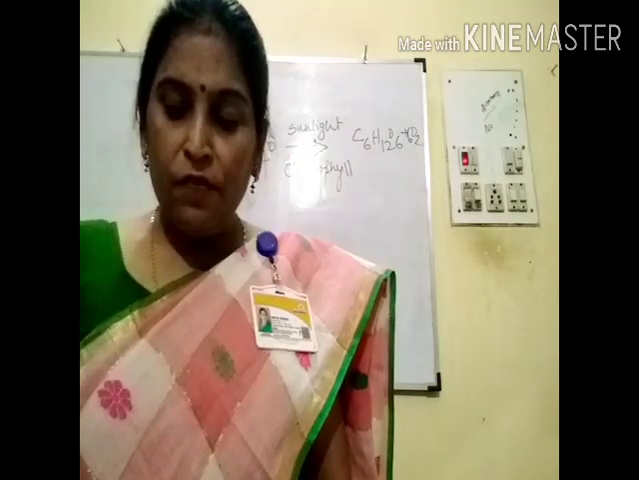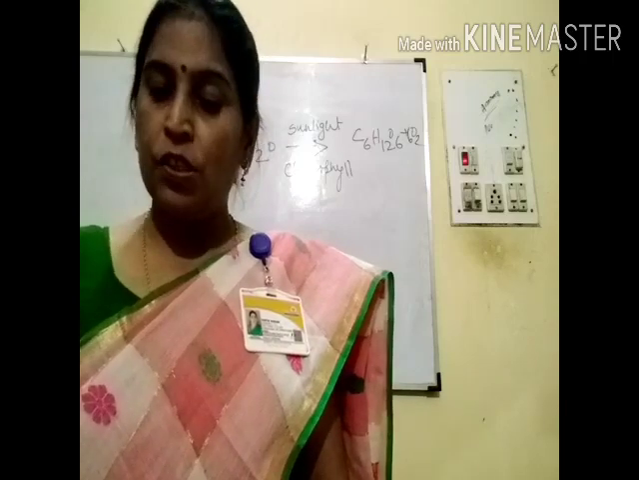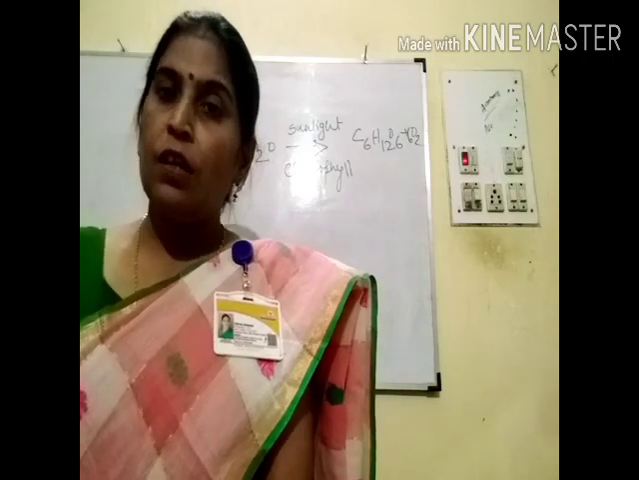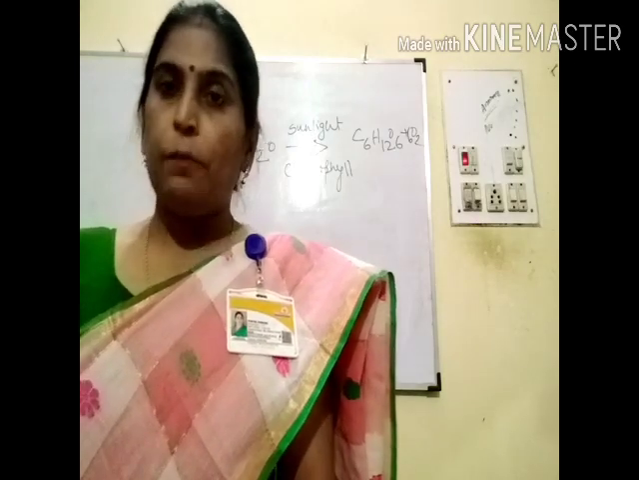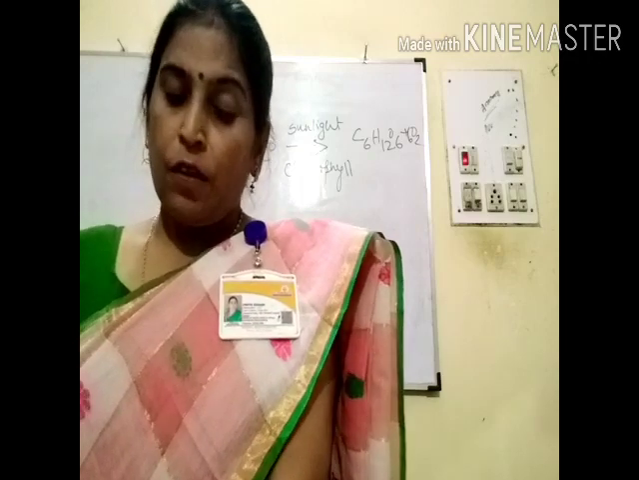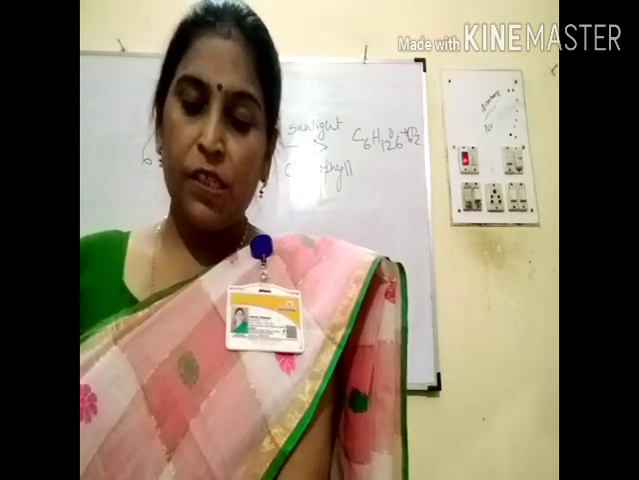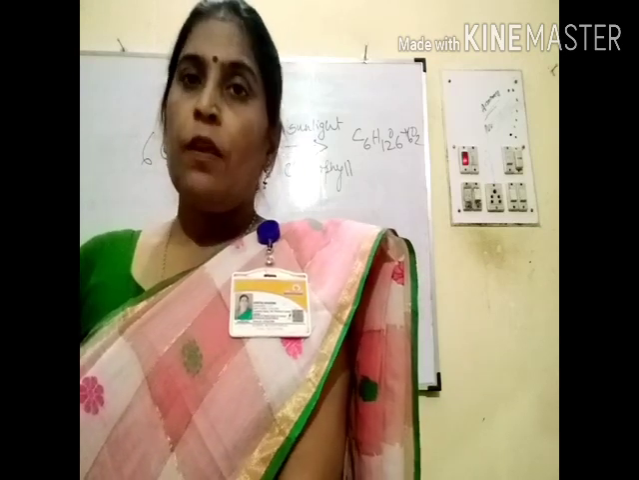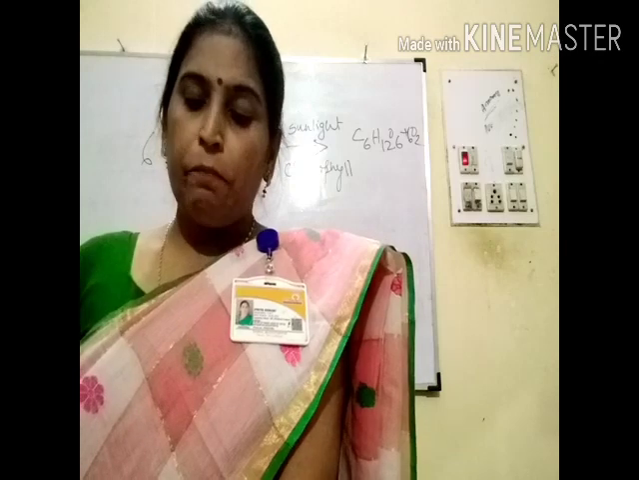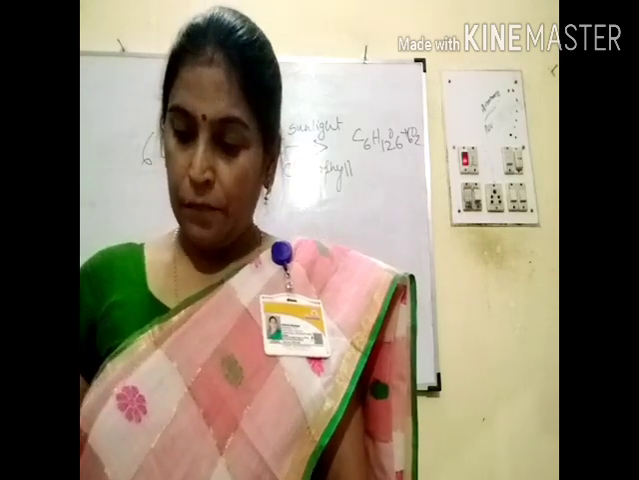Distinguish between Kharif and Rabi crops, giving 2 examples of each. So write the definition of Rabi and Kharif crops with 2 examples. Kharif crops are sown at the beginning of monsoon season, that is June or July, and harvested in September or October. Examples are paddy, that is rice, and maize. 2 examples you have to give. Paddy and maize you can write.